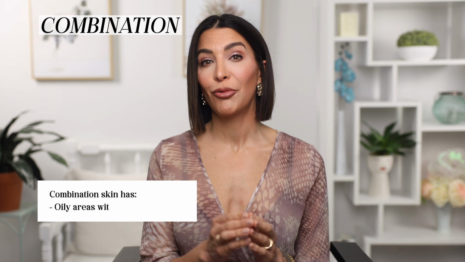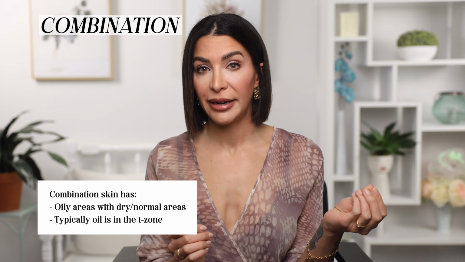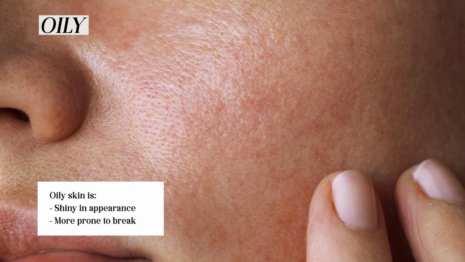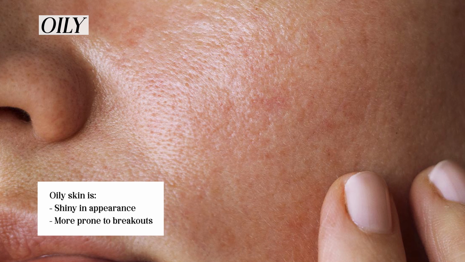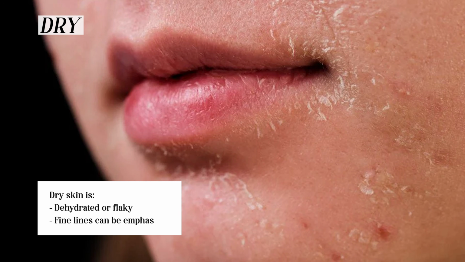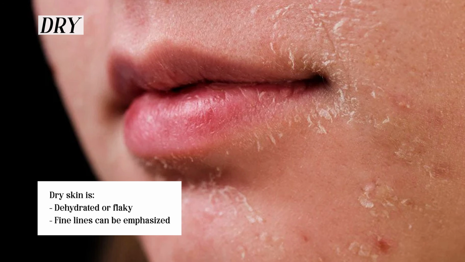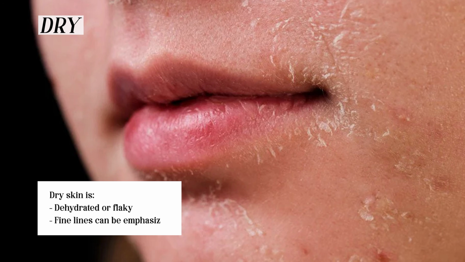Combination skin has oily areas, but it also has some dry or maybe even just normal areas. Then we have oily skin, and oily skin is skin that has oversized sebaceous glands, so it produces excessive amounts of oil, giving the appearance of really shiny and greasy skin. And then of course there's dry skin. So dry skin is the opposite of oily skin. It occurs when your skin loses too much water and oil, and it can often look dehydrated or flaky, and fine lines and wrinkles can really be emphasized.